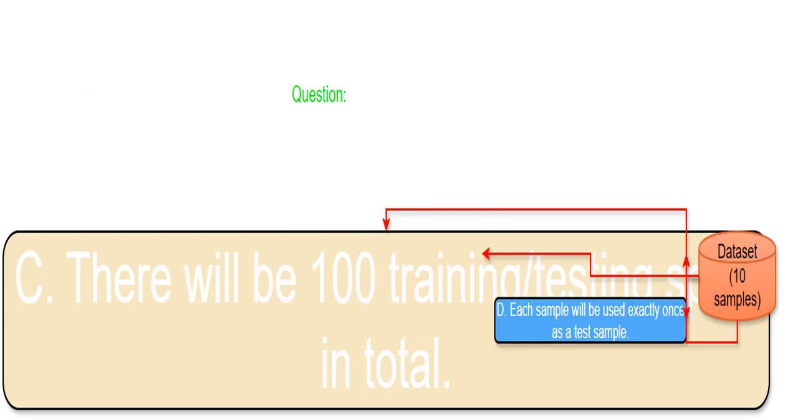This is incorrect. With LeaveOneOut, the total number of training, testing splits is equal to the number of samples, which is 10 in this scenario. 100 splits would occur using different cross-validation techniques.